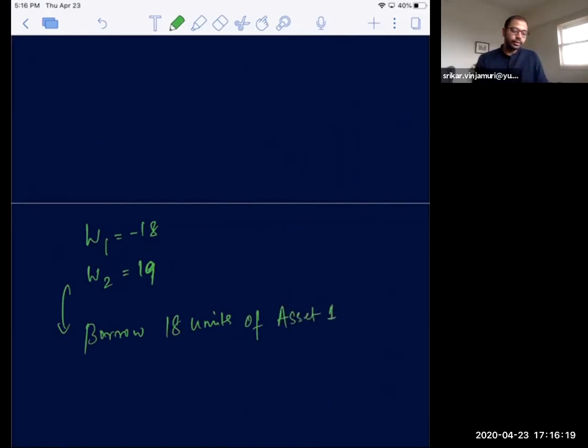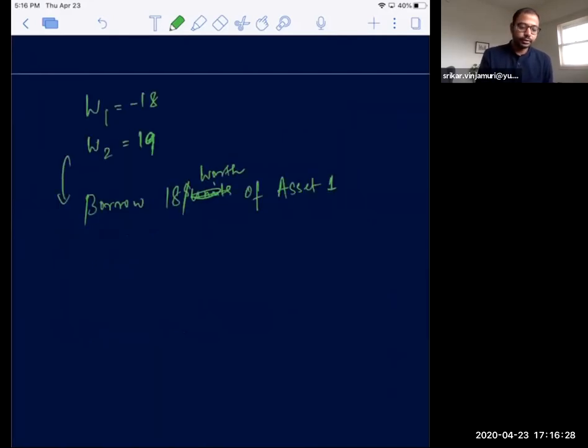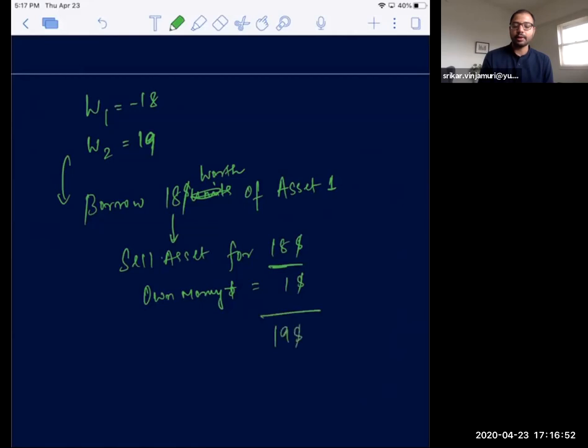Okay, you would borrow $18 worth, I should say. Let me not write it as units. So $18 worth of asset one. Okay, so you sell this asset for $18. So you have these $18 from the short sale. You have $1 of your own money. Let me call it that way. That makes sense. So you have $1 of your own. So together you have $19 in your bank account.